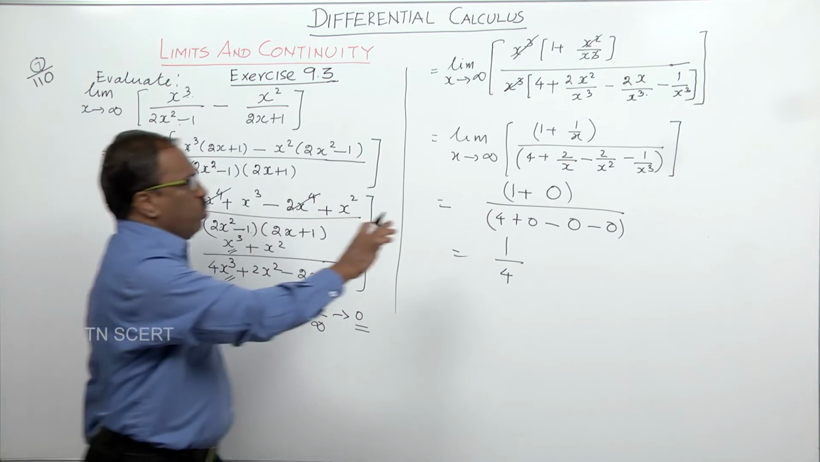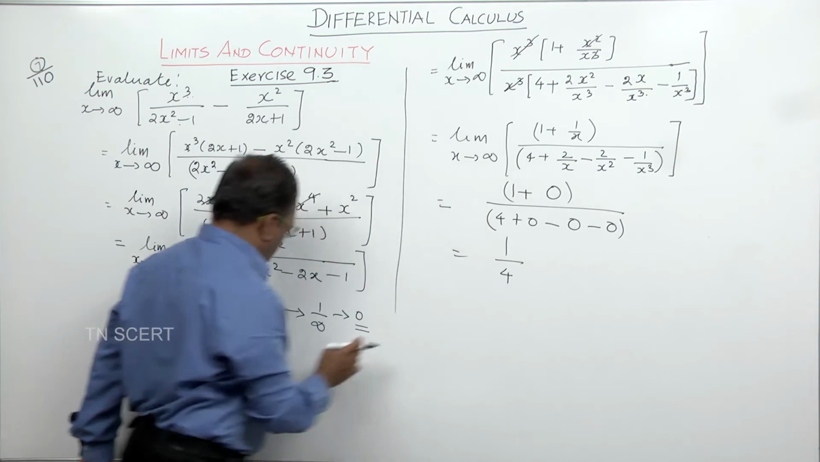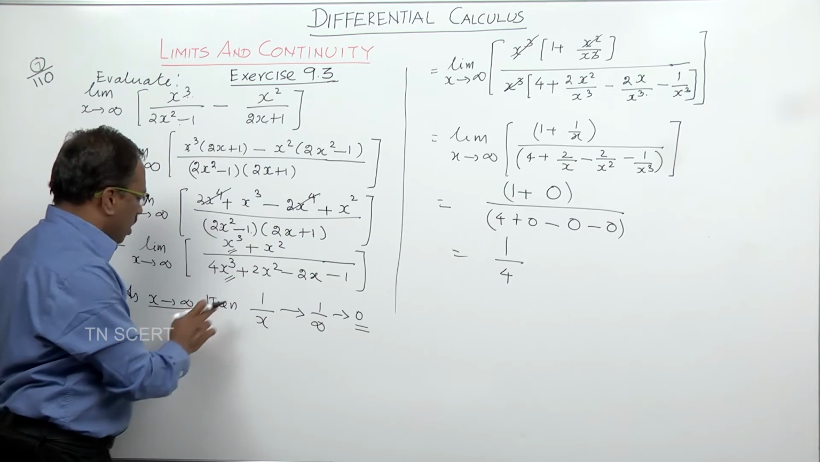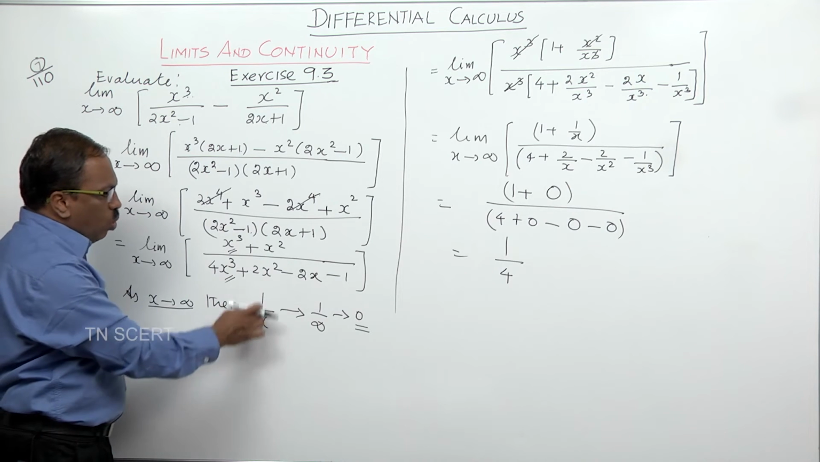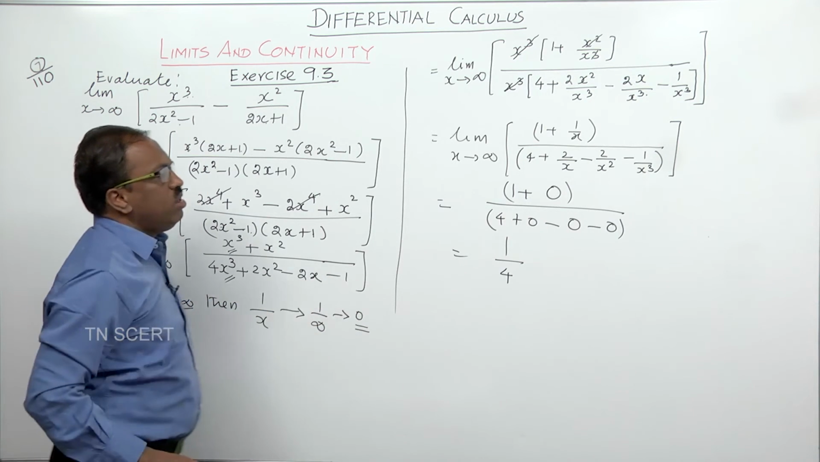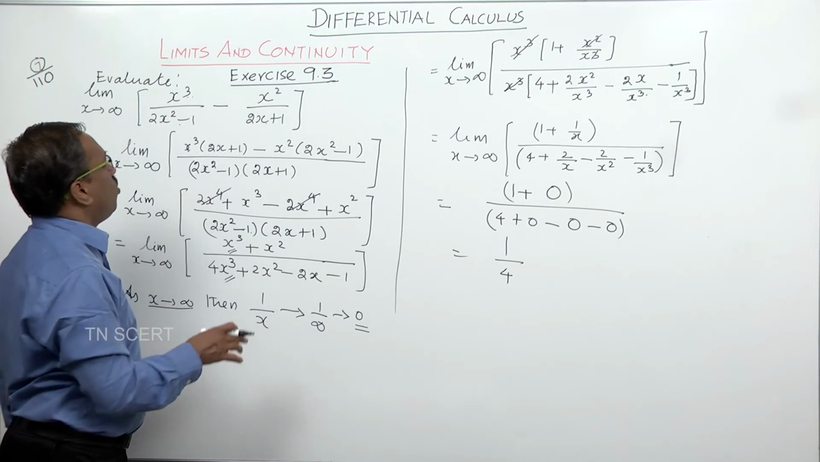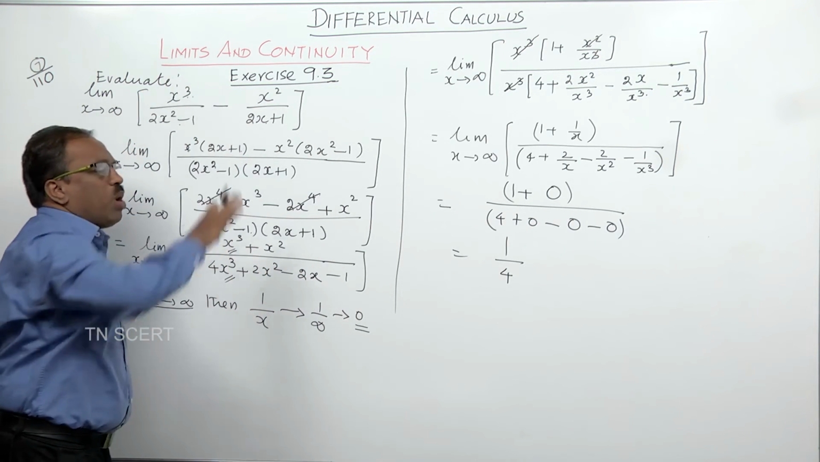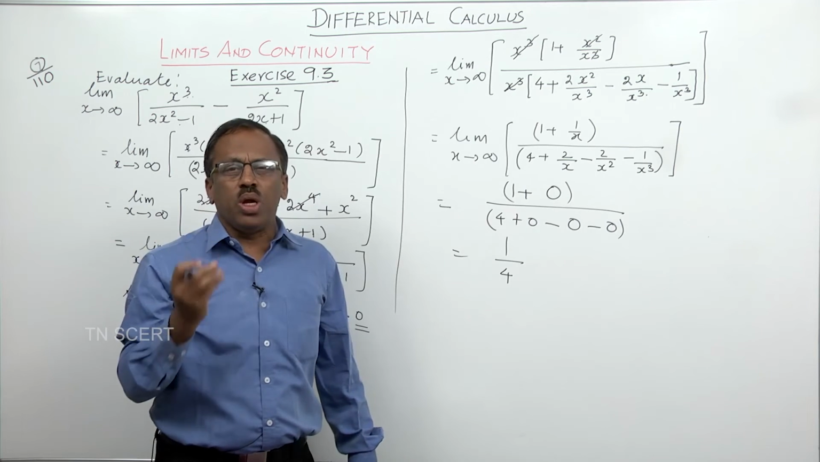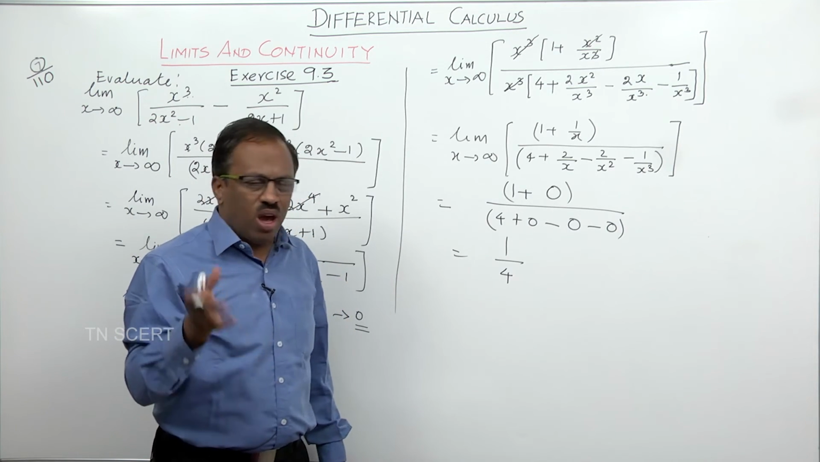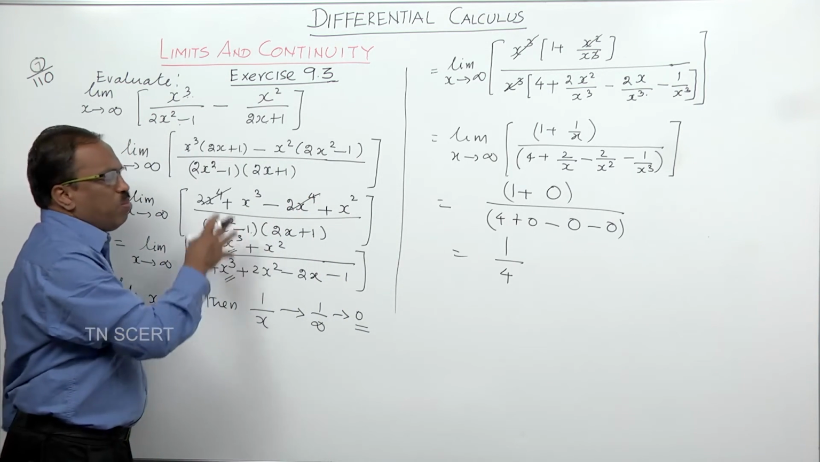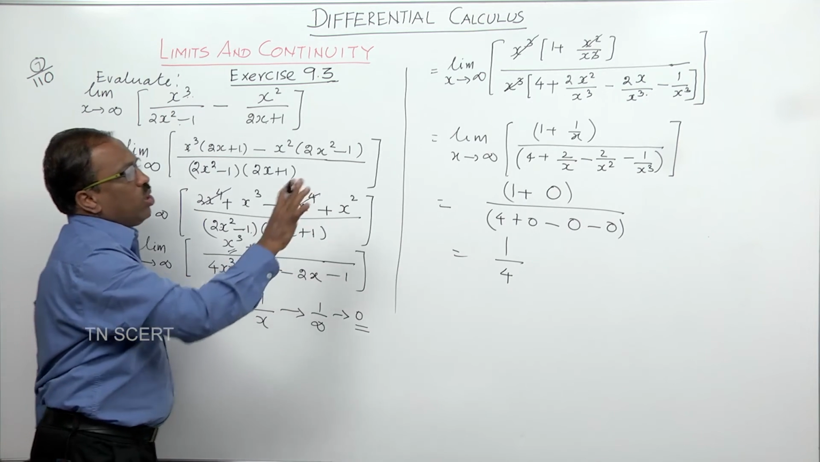So, that is the simple way, because we carried this out using this property: as x tends to infinity, 1 by x tends to 1 by infinity, which is 0. That means the answer for this problem is 1 by 4. But by seeing this problem you cannot get the answer directly; only by simplifying and manipulating, after that you are going to get it.